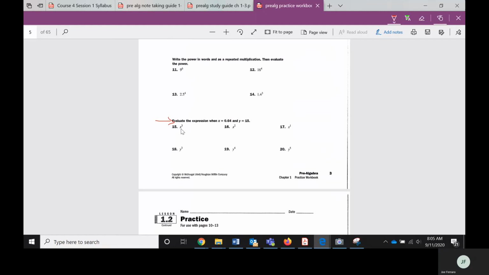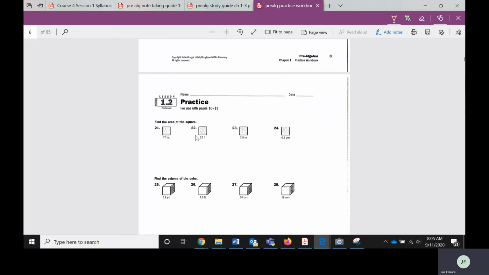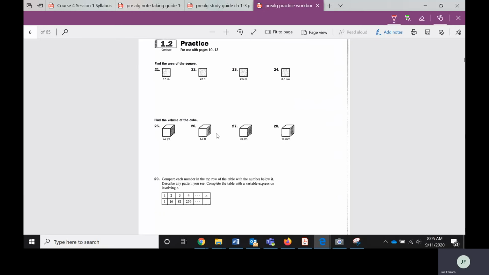what is x to the third when it's 0.64. So you should write out 0.64 times 0.64 times 0.64 and then write your answer. Okay, it just shows me that you're taking some steps and writing things down. Same here, write out the formula, what it would be. You don't have to write out how the 17 times 17. You just write 17 squared for this one and then write your answer.